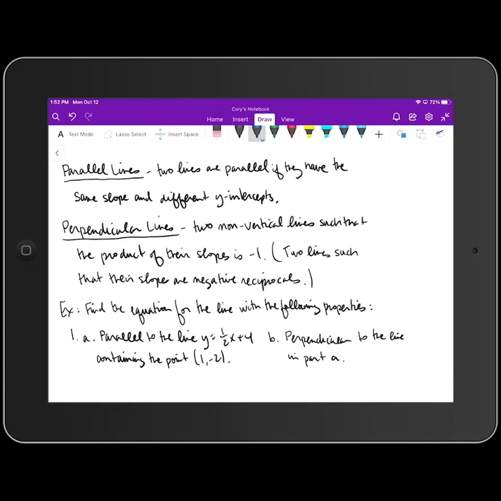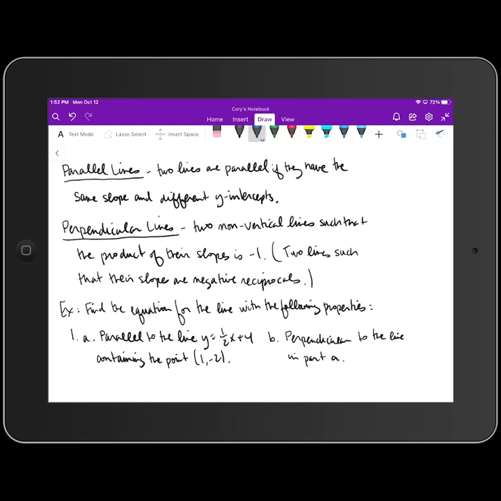We want to define parallel and perpendicular lines. So parallel lines, we say that two lines are parallel if they have the same slope and different y-intercepts. All right, so again, two lines are parallel if they have the same slope and different y-intercepts.